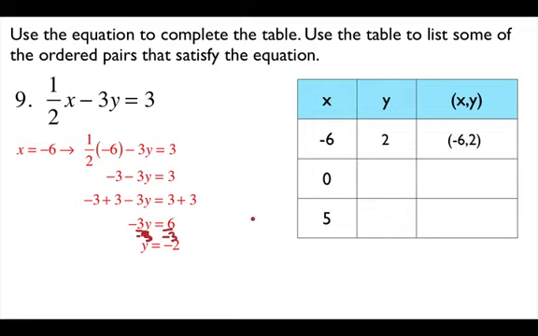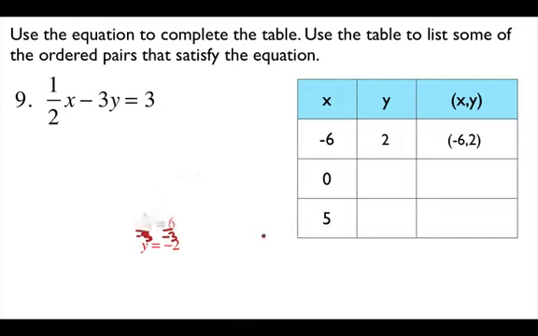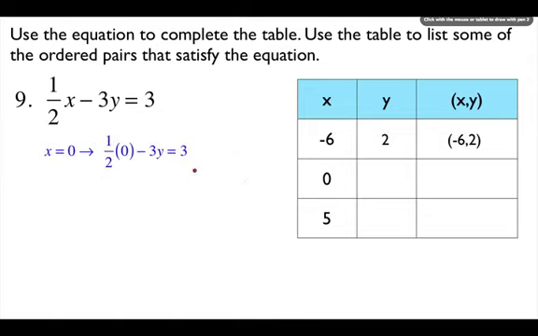Let me go ahead and get rid of that. Then I am going to plug in x equals 0 where the x is. This is what I get. I solve. This one's a little bit easier. Divide both sides by -3. And I end up with y is equal to -1. So the y value is -1. The ordered pair is 0, -1.